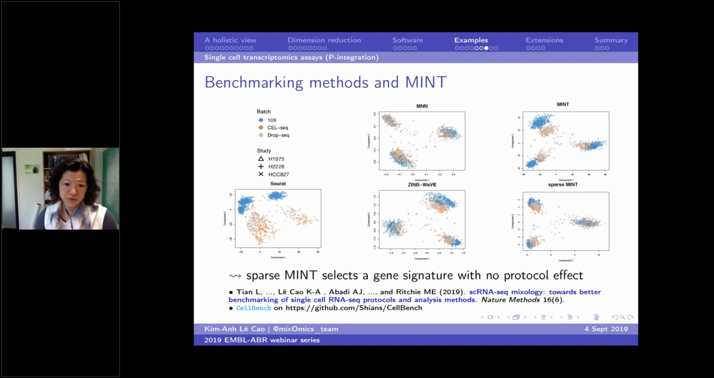This data set is available to the community. There are much more complex scenarios. You can test other different types of analysis, and you can find this data set in this paper here and also in CellBench on GitHub.